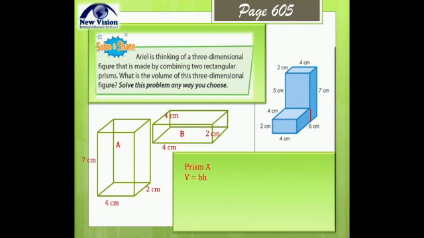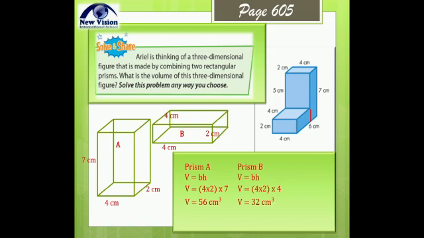So we're going to use the formula V equals B times H, wherein our base is composed of length and width. So for prism A, our base is 4 times 2, which is 8, times 7 equals 56 cubic centimeters. For prism B, our base is 4 times 2 equals 8, times 4 equals 32 cubic centimeters.